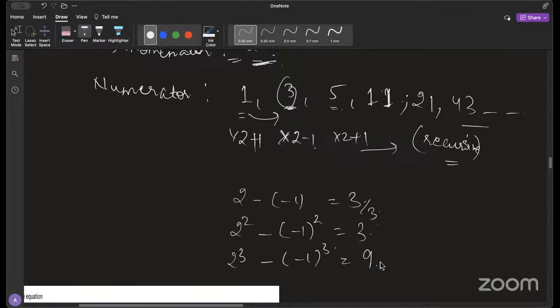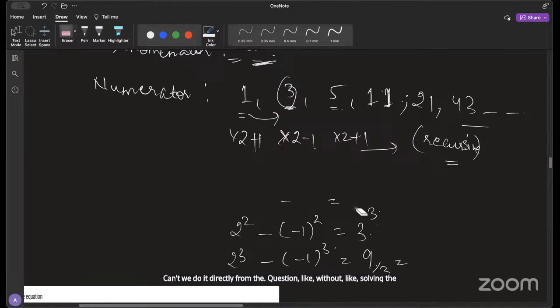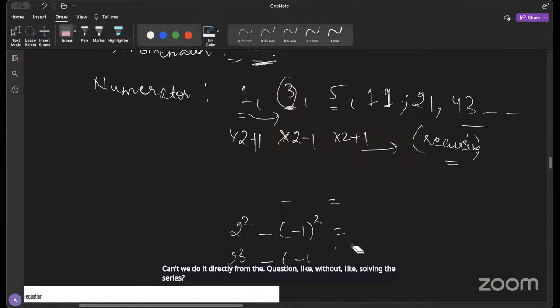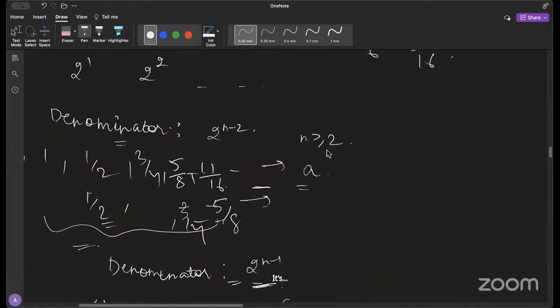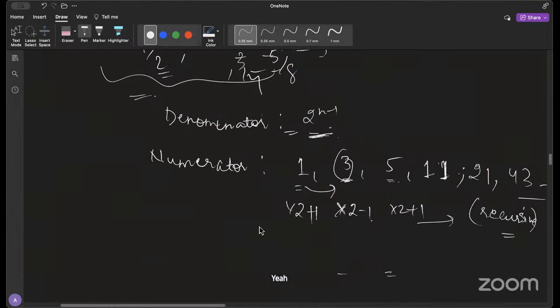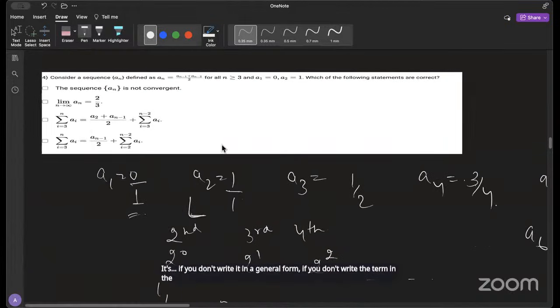Ma'am, can't we do it directly from the question, without solving the series? How do you directly do it from the question? If you don't write the term in the general form, how do you solve it then? Because it's a recursive sequence.